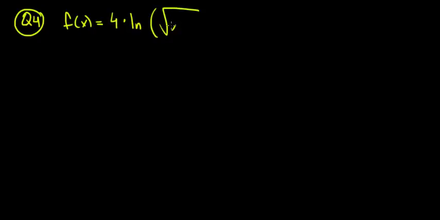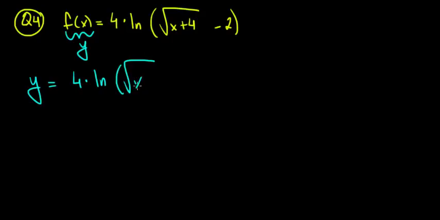Question 4, we have a function and we want to find out the inverse. We have the function f of x equals 4 times ln of square root of x plus 4, minus 2. Now what does it mean to find out the inverse? It means that we want to write x in terms of y. Which is the y? Well, y is just our f of x. So this is actually y equals 4 times ln of square root of x plus 4, minus 2.